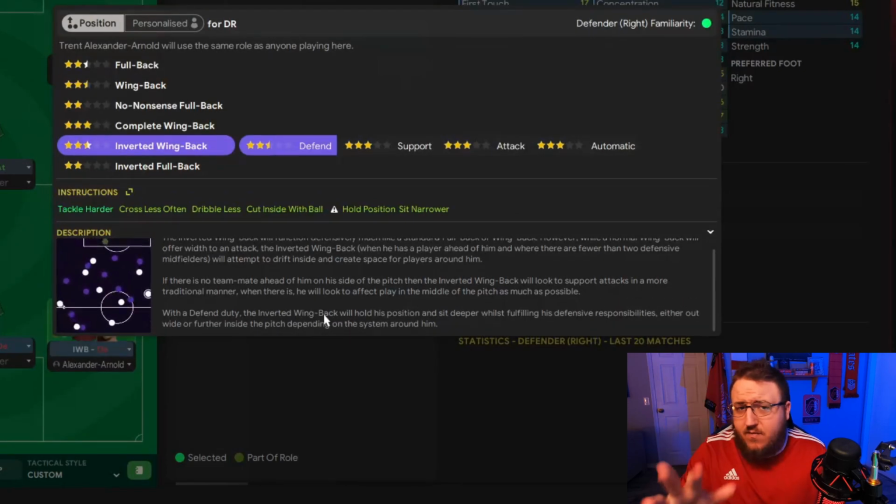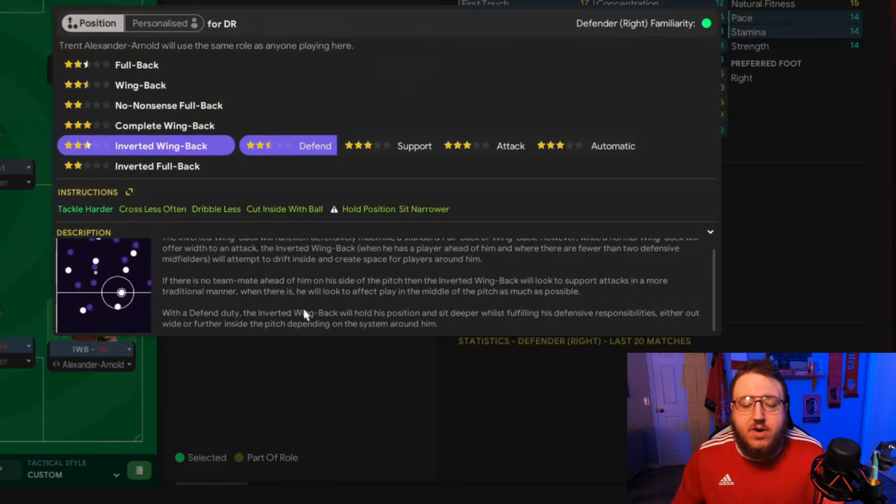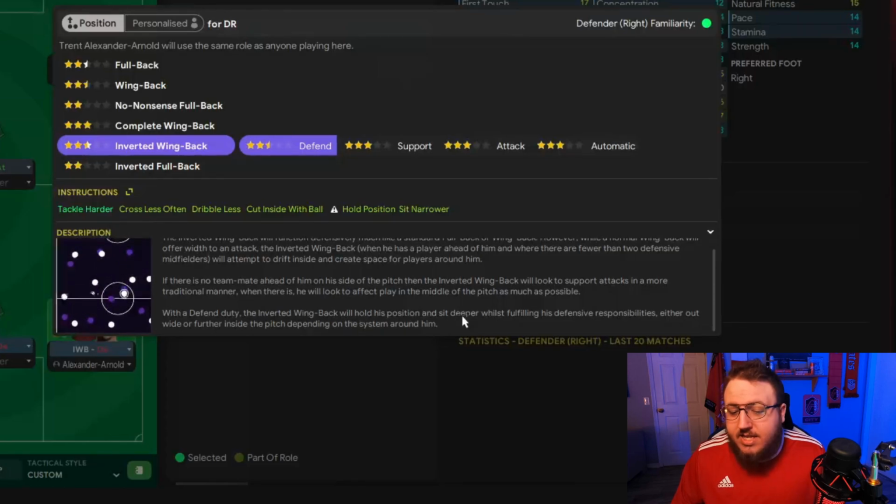But then we have the defend duty, and with the defend duty, the inverted wingback will hold his position and sit deeper whilst fulfilling his defensive responsibilities, either out wide or further inside the pitch depending on the system around him.